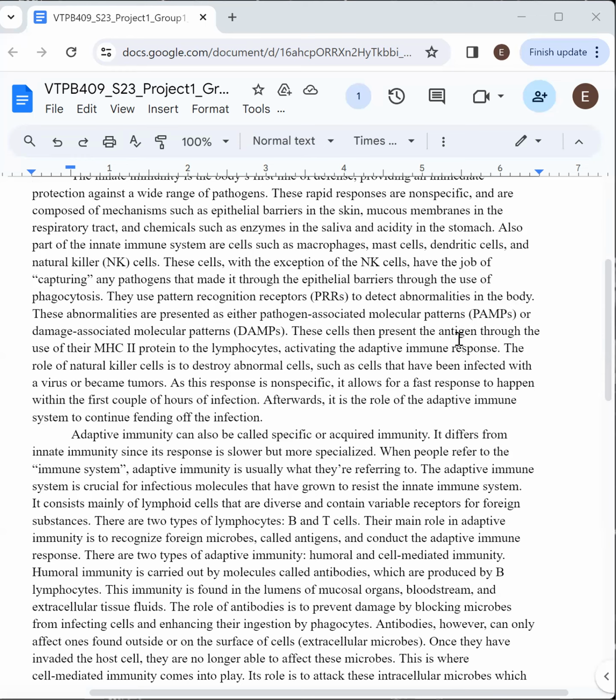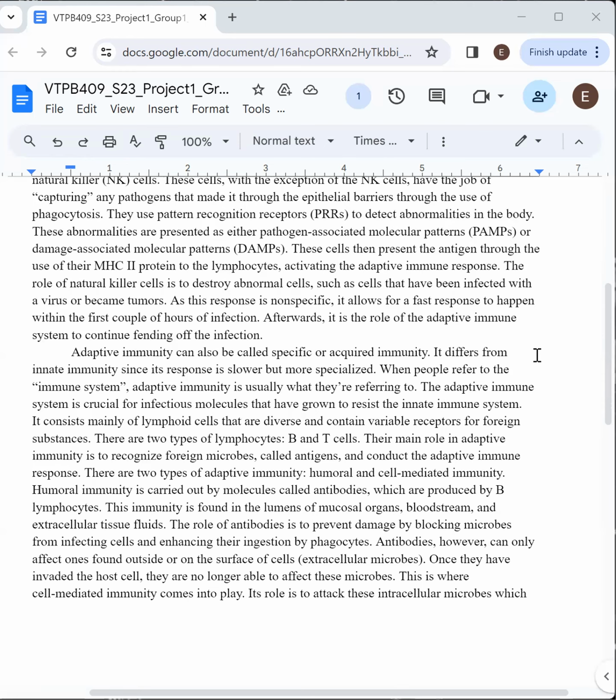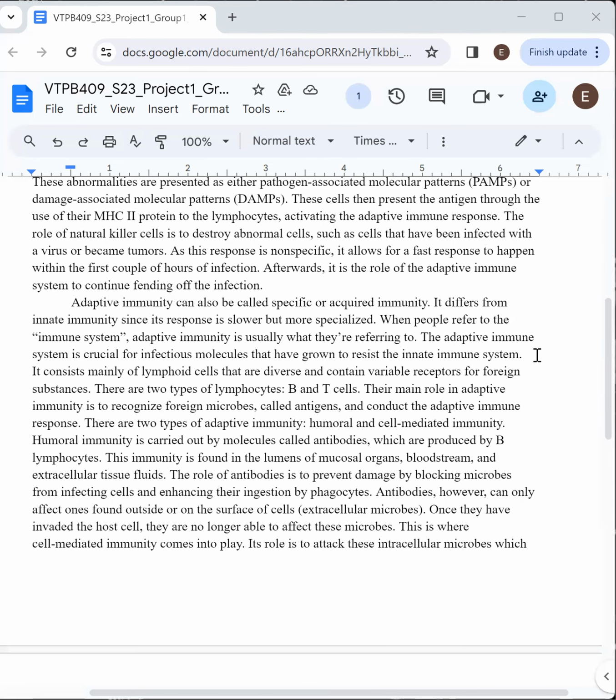Adaptive immunity can also be called specific or acquired immunity. It differs from innate immunity since its response is slower but more specialized. When people refer to the immune system, adaptive immunity is usually what they're referring to. The adaptive immune system is crucial for infectious molecules that have grown to resist the innate immune system. It consists mainly of lymphoid cells that are diverse and contain variable receptors for foreign substances.